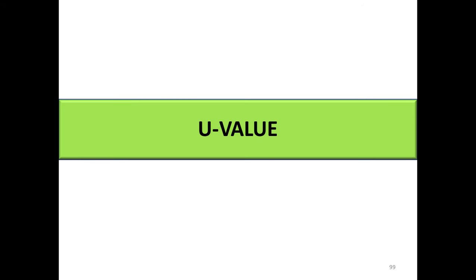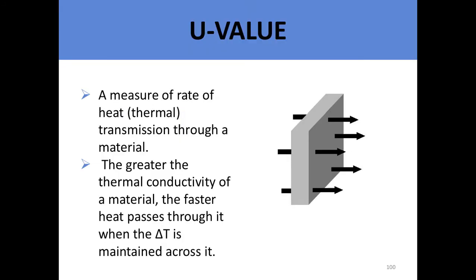So we're now going to talk a little bit about U value, okay? The U value, remember, is the measurement of the ability of a building component to pass heat through it. Okay, it's a rate of heat transmission or thermal transmission through the material. The greater the thermal conductivity of the material, the faster heat passes through it when the delta T, or the temperature difference, is maintained across it. The lower the U value, the less heat is transmitted. Okay, that's a good thing. So the lower the U value, the better the insulation material is.